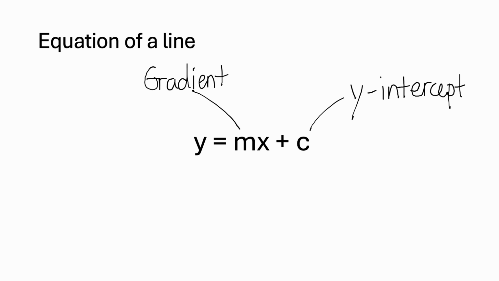And the gradient can be either positive or negative. A way that you can tell on a graph whether your gradient is positive or negative is essentially the way it slopes. So if the line of a graph goes upwards like that, that tells you that your gradient is going to be positive. But if it goes downwards, then that means that your gradient is going to be negative.